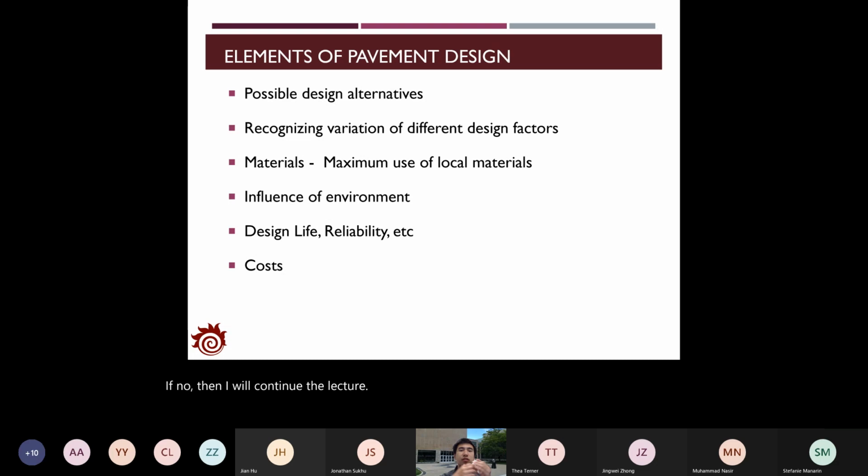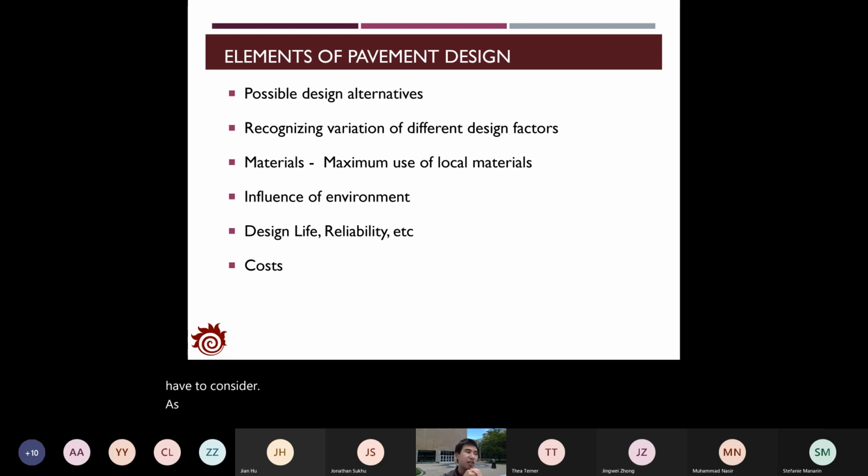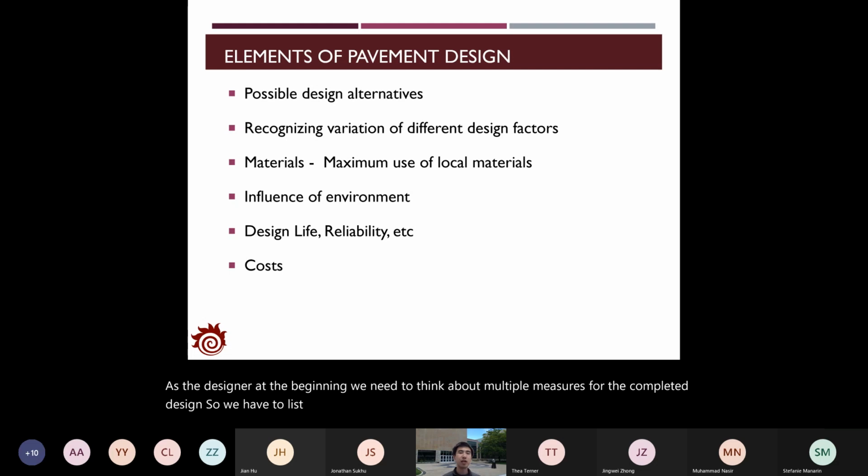So regarding the pavement design, for this class, we will only focus on the flexible pavement design and rigid pavement design. For both of them, there are some common factors we have to consider. As a designer, at the beginning, we need to think about multiple methods to complete the design. So we have to list the different design plans. So once you work with one plan, you always have some backup plan.